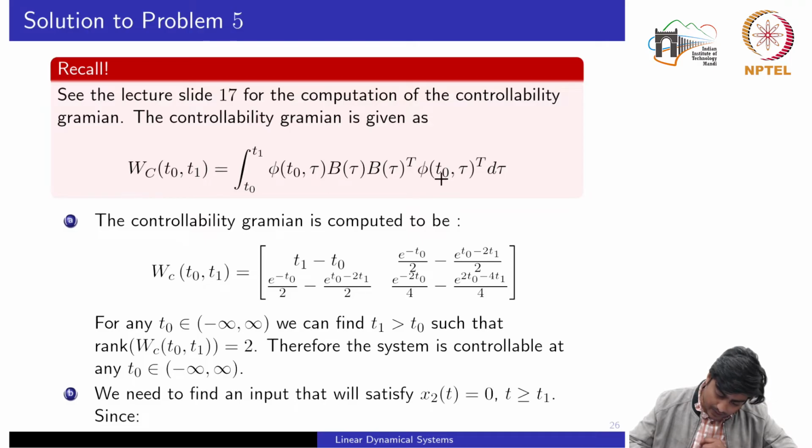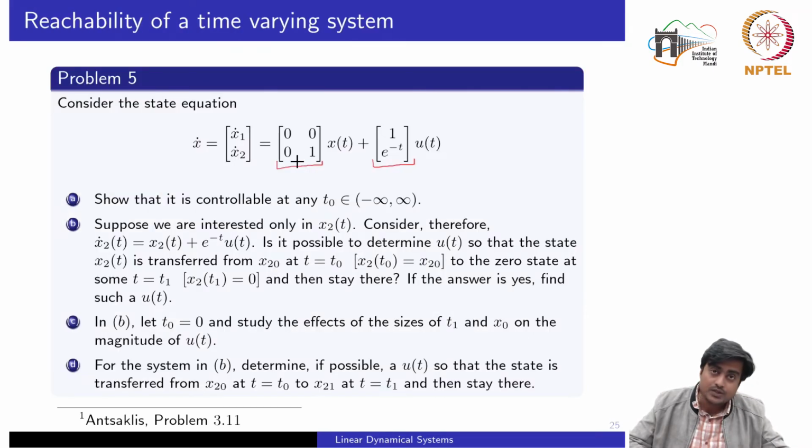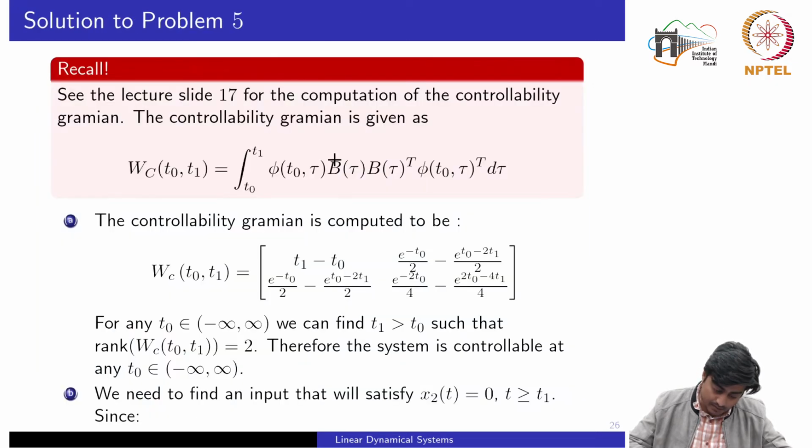The controllability gramian can be computed by using this formula, where phi is the state transition matrix. Since we have this A matrix, which is pretty simple, you can directly compute the state transition matrix without any difficulty. By putting that matrix and multiplying with this B matrix, we finally obtain this controllability gramian. Now, for any T1 and T0, you can check the rank of this matrix. You would find the rank is always 2, meaning to say that the system is completely controllable.